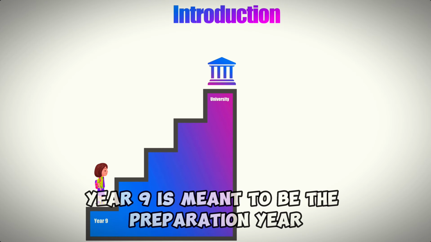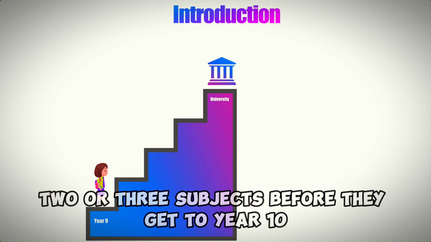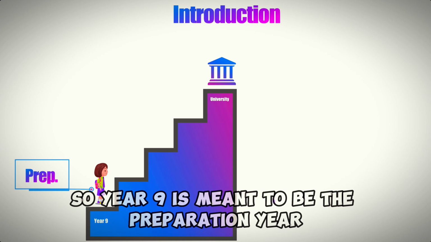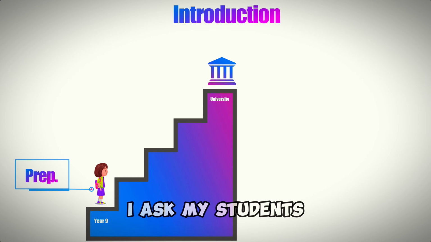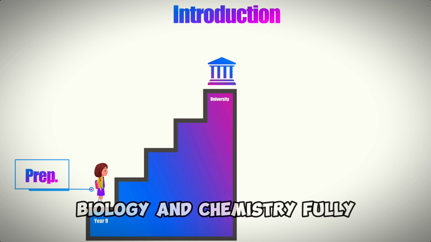It starts in year 9. Year 9 is meant to be the preparation year, where the student finishes at least 2 or 3 subjects before they get to year 10. So year 9 is meant to be the preparation year. I ask my students to finish as many subjects as possible. I usually finish with them biology and chemistry fully.